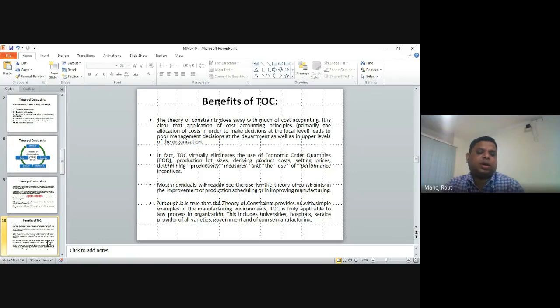And the last, although it is very much true that the theory of constraints provides us with a simple example in the case of a manufacturing environment, the theory of constraints is truly applicable to any process in an organization that includes universities. It also includes hospitals, different kinds of service providers of all varieties, government, and the last one is manufacturing. So these are the benefits.